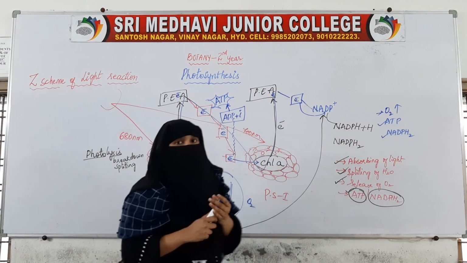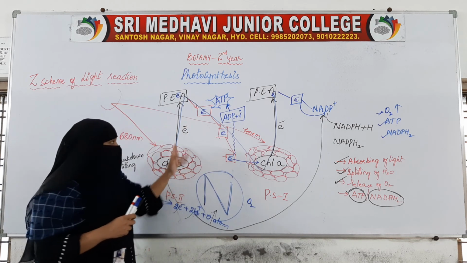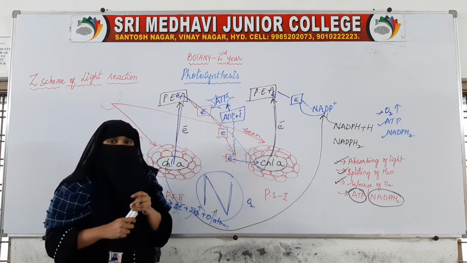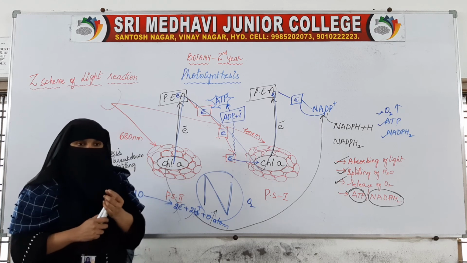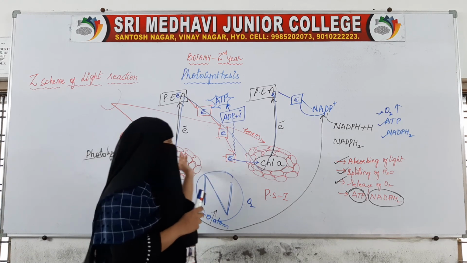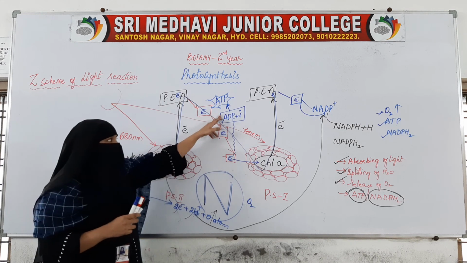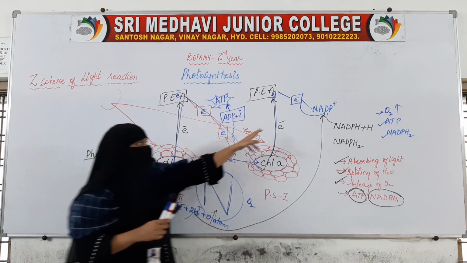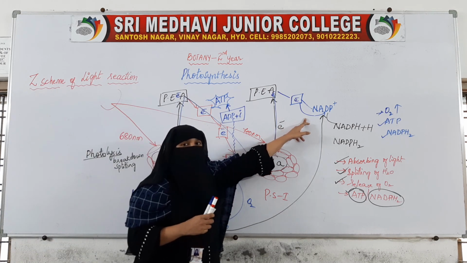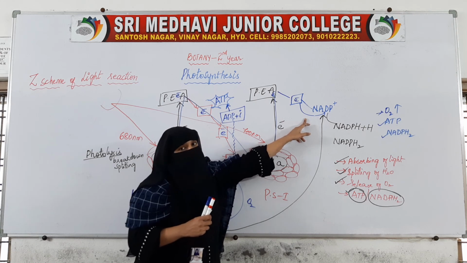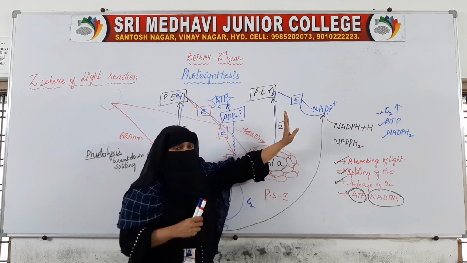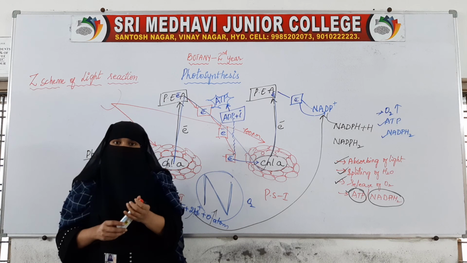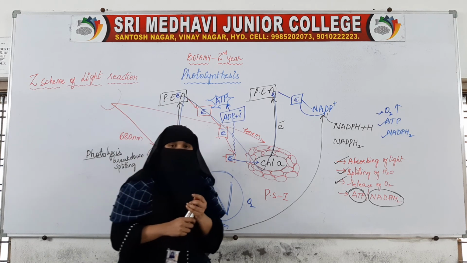This is how the light reaction takes place, and this is called the Z scheme of light reaction. So during the light reaction, what has taken place? Light has been absorbed, ATP has been formed, water has been broken down, oxygen has been released, and NADP, the oxidizing agent, has been reduced with the addition of protons from the water molecule, thereby forming NADPH2.